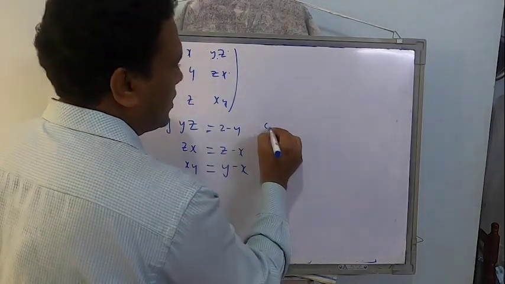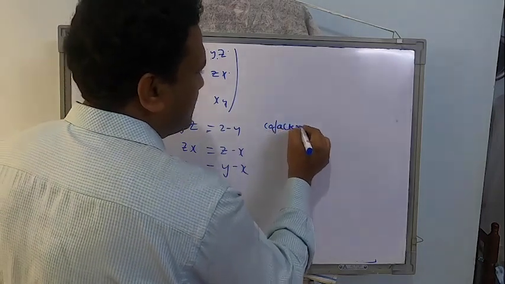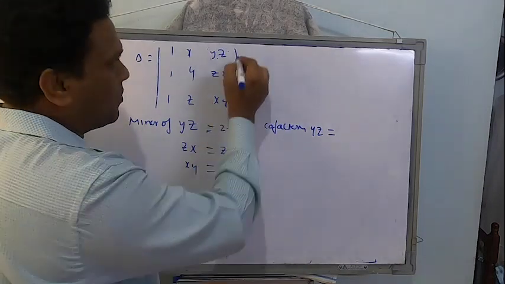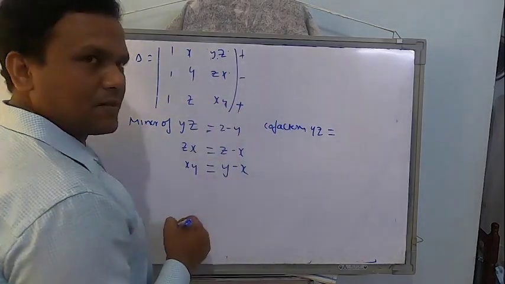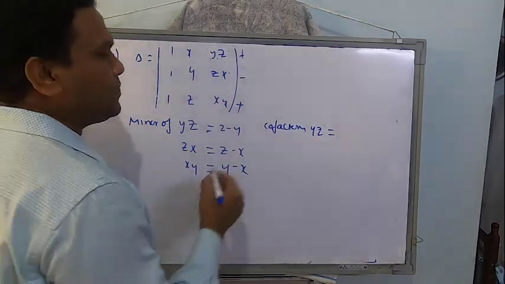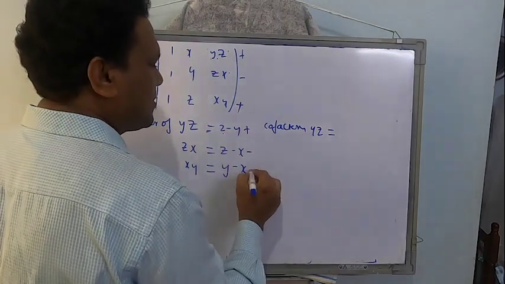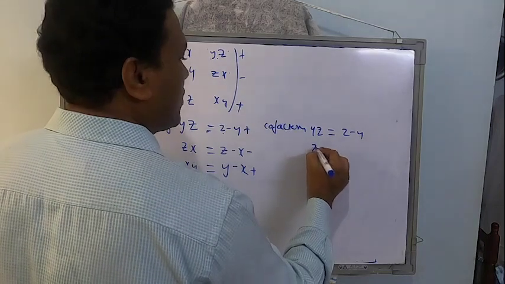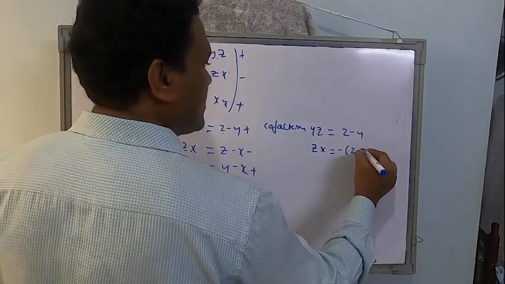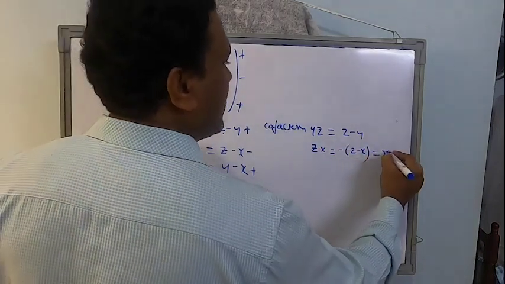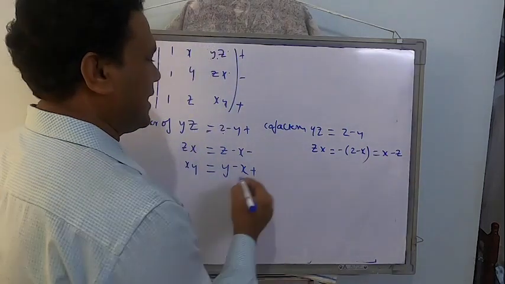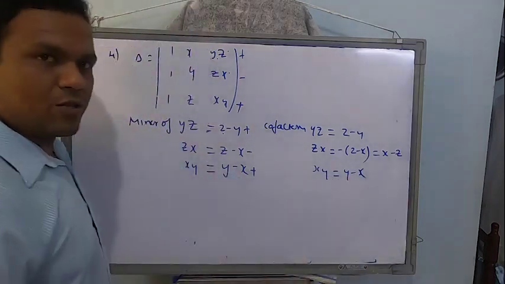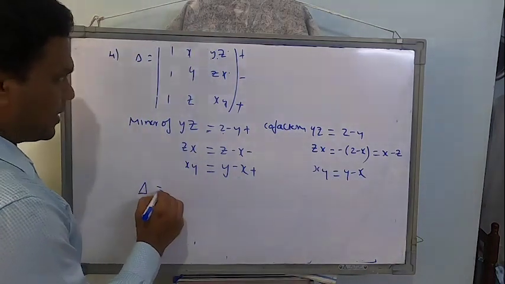Now convert it to cofactors. Cofactor of yz. Elements of the third column will have the sign plus, minus, plus. Clear? Okay. Now, this has to be multiplied by plus, minus and plus. So what is the value? z minus y. Cofactor of zx is minus of z minus x, or if you want to multiply, x minus z. Clear? Okay. The next one, cofactor of xy will be equal to y minus x. No change.